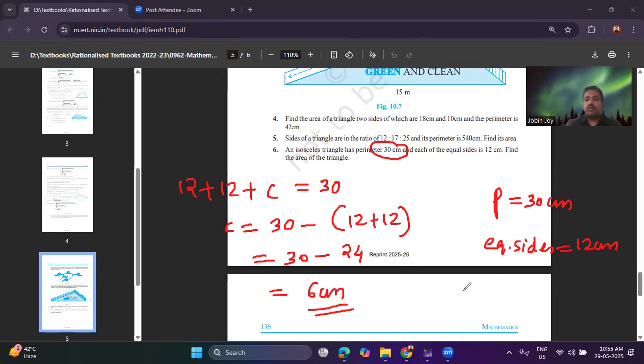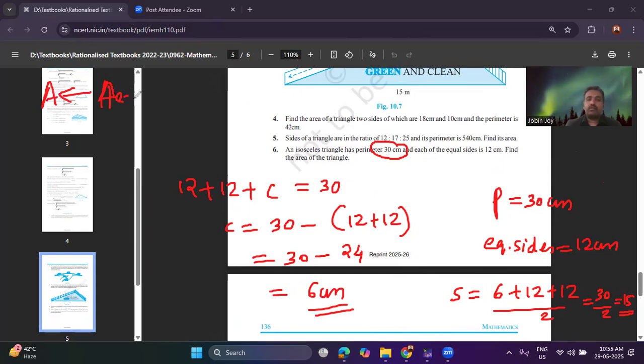Then you can calculate the semi-perimeter. How will you calculate the semi-perimeter? 6 plus 12 plus 12 divided by 2. So that is equal to 30 by 2, which is 15 centimeter. Then you can write Heron's formula for area and substitute the values. You will get the correct answer.